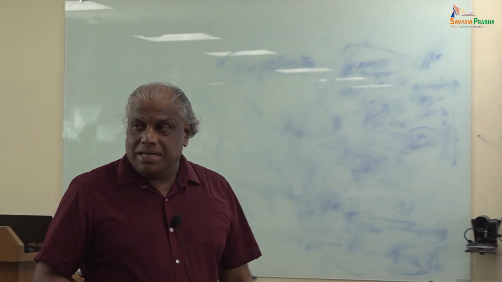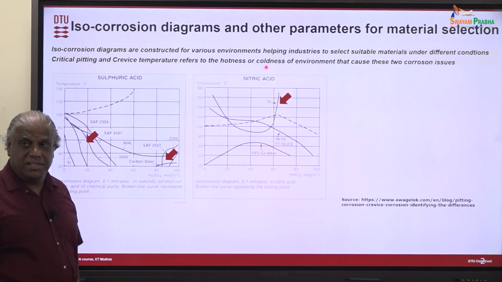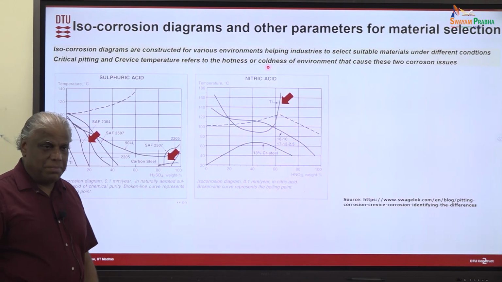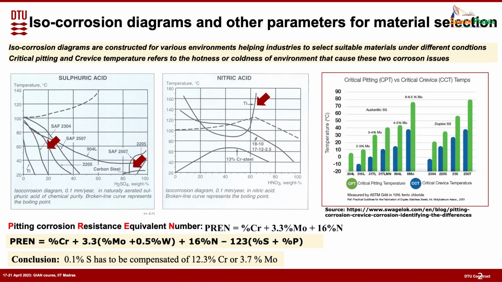Now for the engineering application, again it is important to look at the isocorrosion diagram, because these isocorrosion diagrams are created with the purpose of making it easy for industries to see what kind of material can be used for different applications. There are many isocorrosion diagrams. I just put two of them here. One is for sulfuric acid and one is for nitric acid.